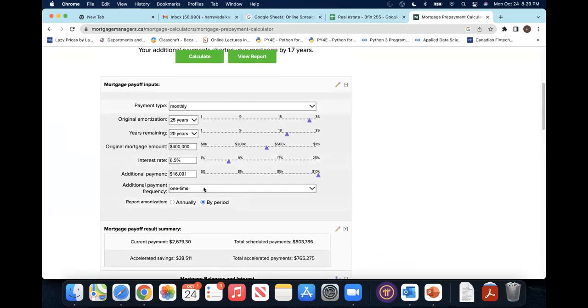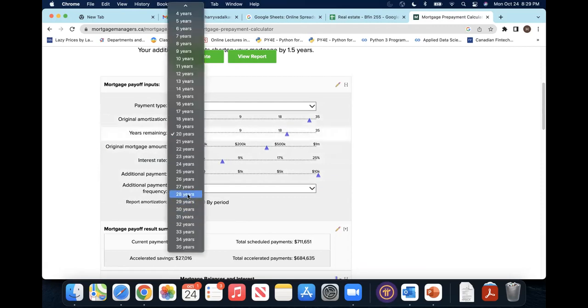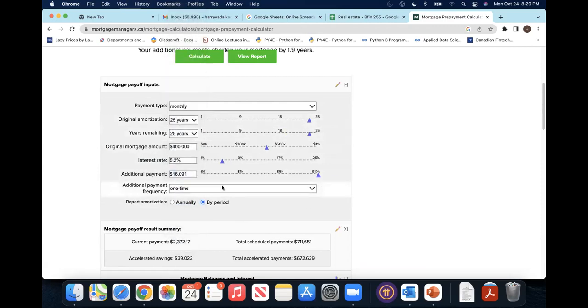Yeah, so let's say you have a $400,000 mortgage, and the interest rate right now is 5.2%. It's a 25-year mortgage. The remaining term is 25, so you have just started the mortgage. It's a brand new mortgage, and in the first year you save up your money in, let's say, a tax-free savings account, and invest it at, let's say, 3.2%, and you paid back $15,000.